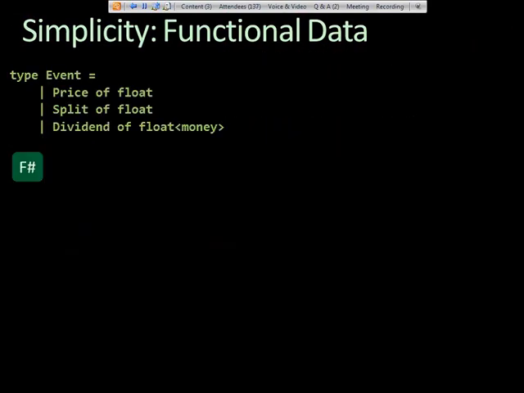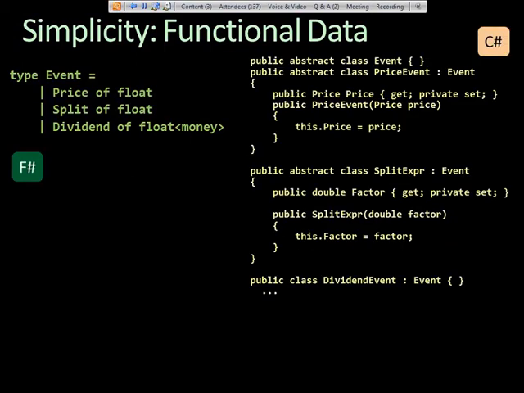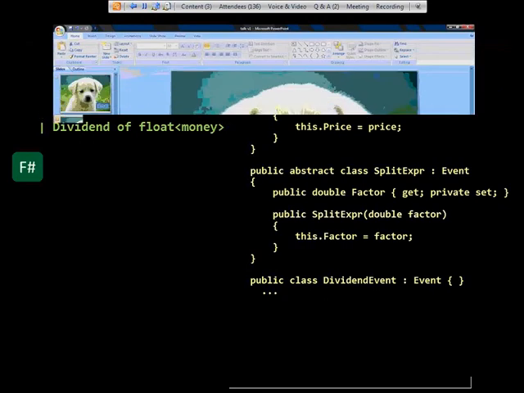Okay, here's another one of the same kind of thing that is more of a practical example. It might be in the finance industry, where you have, say, price, split, dividend, and you have the corresponding C# code for this object model as well.